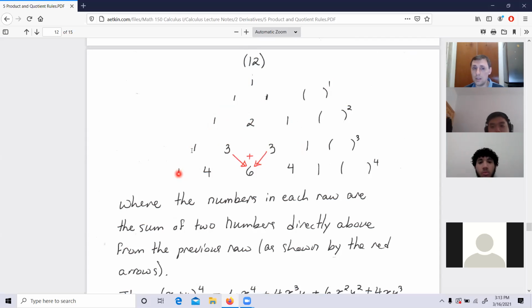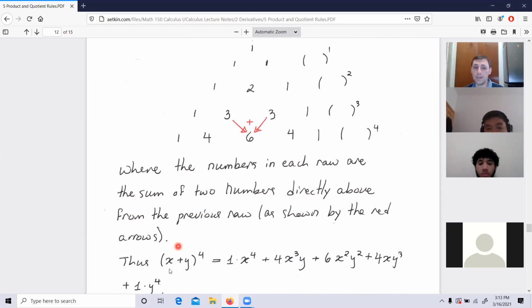So you put 1, then between 1 and 3, you put their sum. Between 3 and 3, you put their sum. Between 3 and 1, you put their sum, and then you put the extra 1. So that means that for the expansion of (x plus y) to the 4, I don't need to do any operations. I can do it very fast. It's 1 times x to the 4 plus, here you decrease the degree of x and give it to y, and put this coefficient, 4 x cubed y plus 6 x squared y squared plus 4 x y cubed plus 1 y to the power 4.